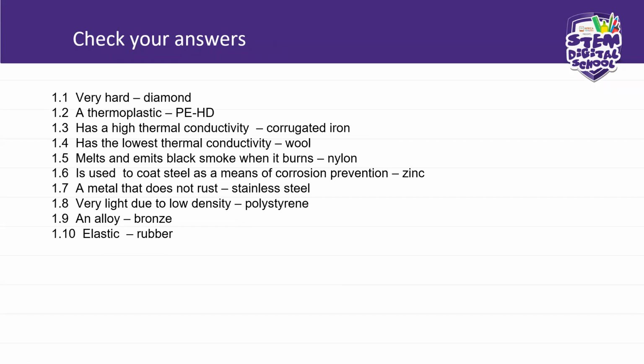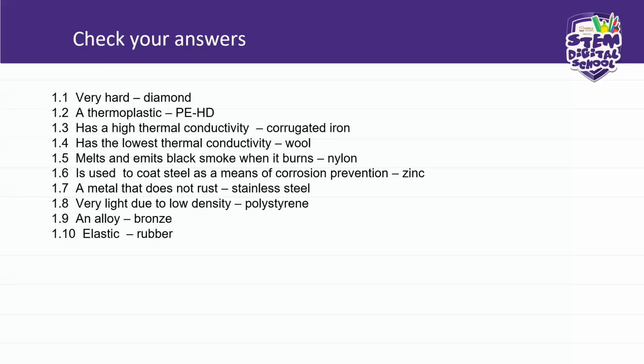There are your answers. Very hard. It's diamond, you're correct. A thermoplastic is PEHD. If you look at the bottom of your plastic bottles, you will see these symbols. Some plastics do show these symbols, PEHD. Has a high thermal conductivity, corrugated iron. Has the lowest thermal conductivity, wool.